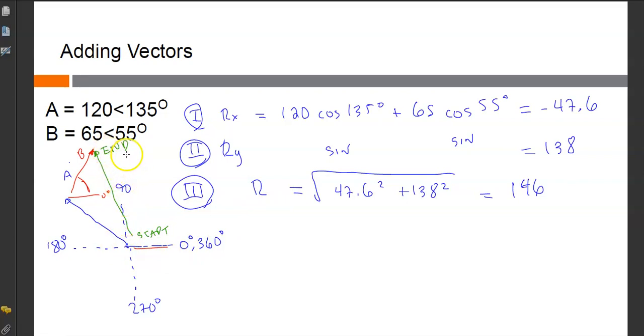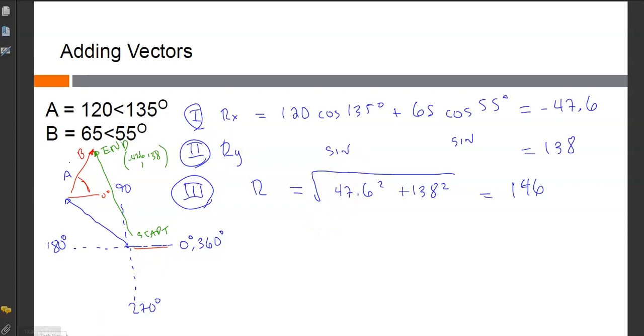If I were to plot this point right here like you did back in algebra class so long ago, you would write negative 47.6, 138 would be the coordinates of that point. You'd have a negative x and a positive y. So, but the length of the line would still be positive. All length is positive. So it's okay to leave that negative sign out.